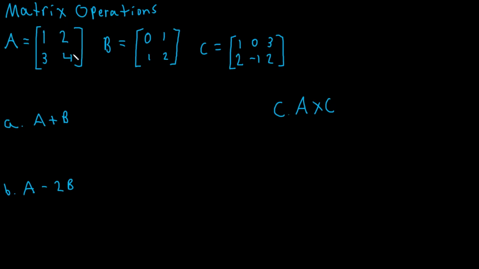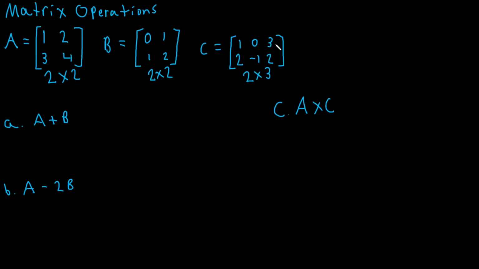So since we have two rows and two columns, this is a 2 by 2 matrix, where the number of rows comes first, and then the number of columns. So that's the same here. We have two rows and two columns, so this would also be a 2 by 2 matrix. And over here, we have two rows, row 1 and row 2, and three columns, column 1, column 2, and column 3. So since it's number of rows by number of columns, this would be a 2 by 3 matrix.